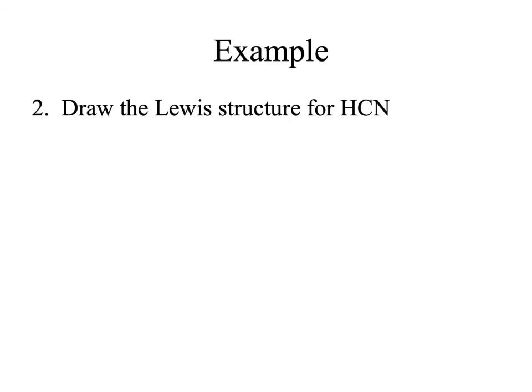Okay, so we're going to do this one quickly and then move on to a next set of videos, so this one doesn't get too long. So here we have hydrogen cyanide. CN is called cyanide. We're going to count our electrons.